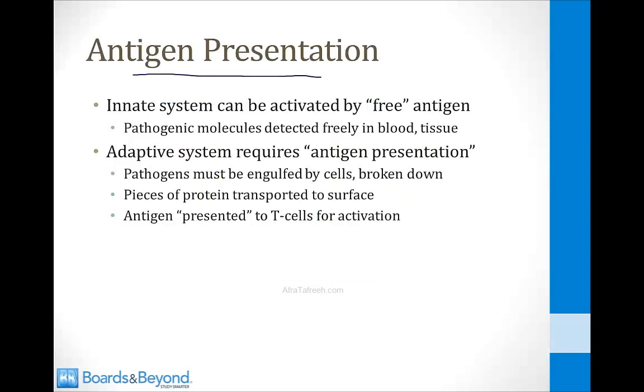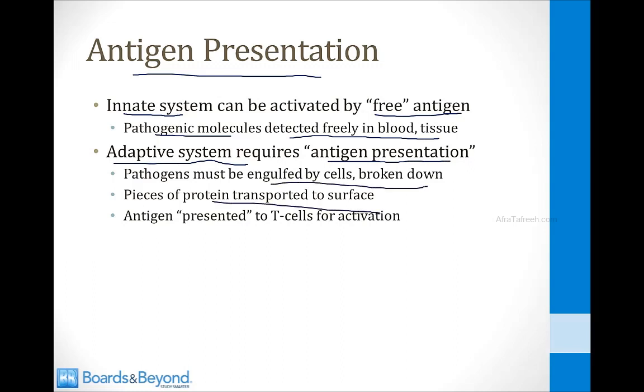So I've summarized these points for you on this slide here. The innate system can be activated by free antigen, like that bacterial cell floating out in the tissue. Pathogenic molecules can be detected freely in the blood and tissue. On the other hand, the adaptive immune system, especially the T cells, require antigen presentation. Pathogens must be engulfed by cells and broken down.